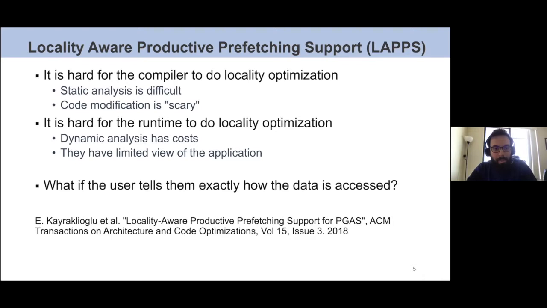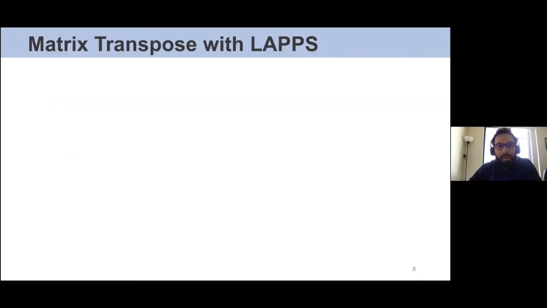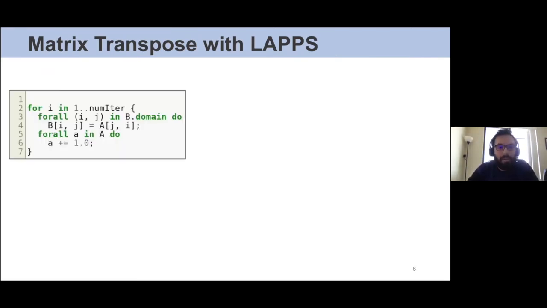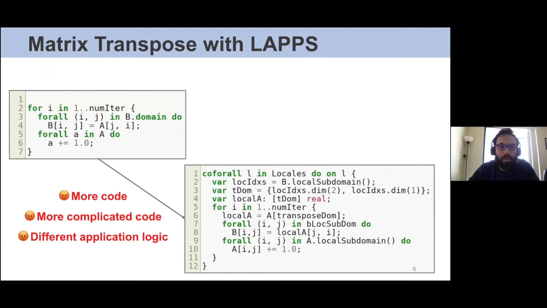And this work is published in ACM TACO in 2018. So let's go back to the matrix transpose example. As I've shown before, this is your unoptimized example. This is your distributed memory optimized Chapel code. So what we are proposing basically amounts to this.